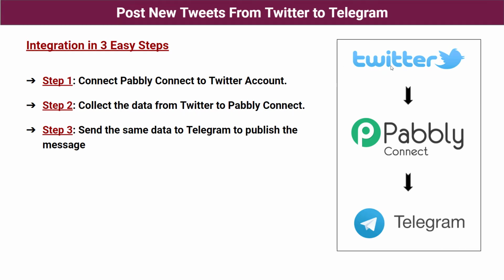So you're going to make a tweet. The details of that particular tweet will be captured in Pabbly Connect. Now we have step 3, send the same data to Telegram to publish the message. So the details of the tweet or the tweet itself will be used to create a post or a message in Telegram. The integration is very easy. Let me show you the details.